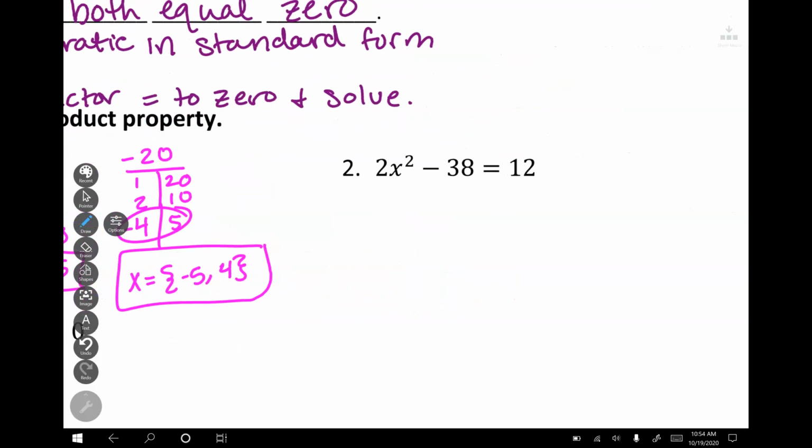All right, number 2. First, we need to write this in standard form, so I'm going to subtract the 12. We need it to be equal to 0 in order to use that property that we're talking about, the zero product property. If it doesn't equal 0, then we can't use that. So we're going to subtract the 12 over first. So subtracting 12 gives me minus 50 right here.